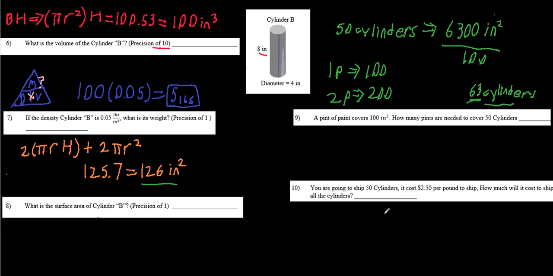The last question asks, you are going to ship 50 cylinders and it costs $2.50 per pound to ship. How much will it cost to ship all the cylinders? So $2.50 per pound means it would cost $5 for 2 pounds, $10 for 4 pounds. Again, I only do this to make sure that my answer makes sense in the end, that it follows this pattern. So I have 50 cylinders, and we found out earlier each one weighs about 5 pounds. So I want to multiply this by 5.